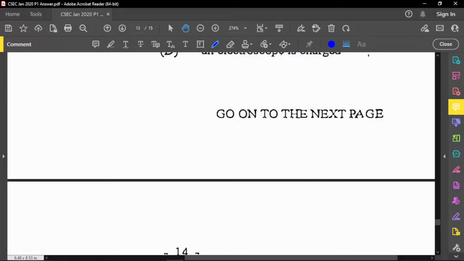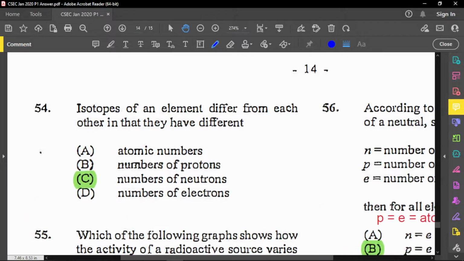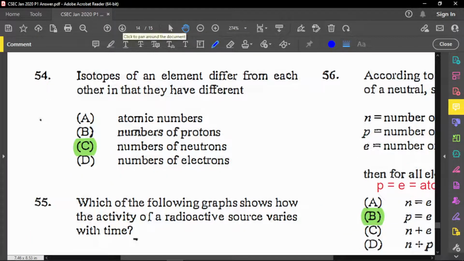All right, so let's go to 54 at this time, and we're kind of wrapping up to go to the end. Now, for 54, it said isotopes of an element differ from each other in that they have different what, and that means different number of neutrons. Remember that is what defines an isotope. Isotopes are the same elements, but they have different mass numbers because of a difference in the number of neutrons, and that's very important.